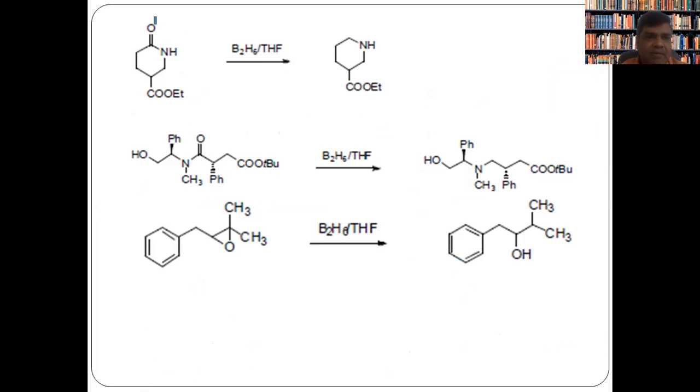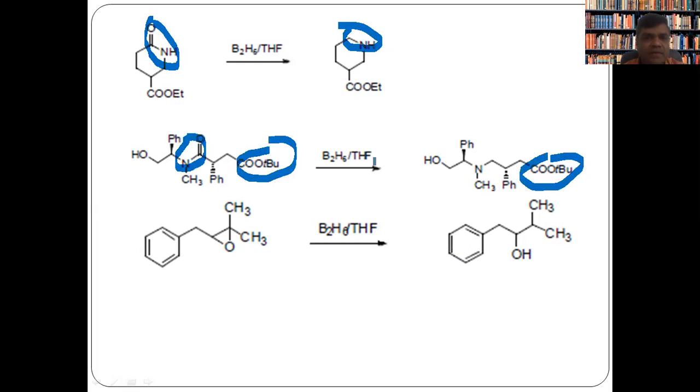See, this is the example of amide. I earlier told you that the amide functional group is converted to amine. So C double bond O NH is converted to CH2NH. You can say it is a deoxygenation reaction also. Here, this is again an amide functional group, and it is ester. The ester functional group is as it is. Only this amide is reduced to amine. C double bond O is reduced to CH2.